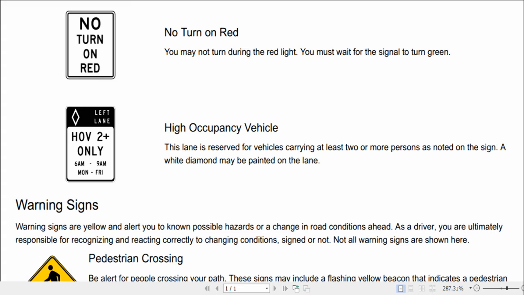Page 9. High occupancy vehicle. This lane is reserved for vehicles carrying at least 2 or more persons as noted on the sign. A white diamond may be painted on the lane. Warning signs. Warning signs are yellow and alert you to known possible hazards or a change in road conditions ahead. As a driver, you are ultimately responsible for recognizing and reacting correctly to changing conditions, signed or not. Not all warning signs are shown here.